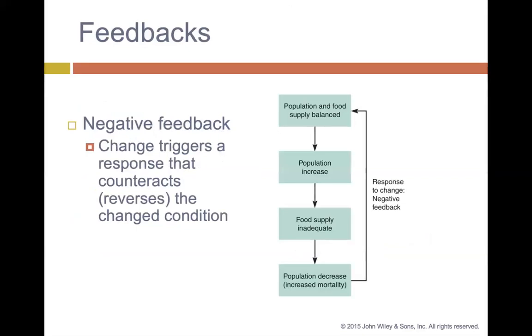Feedbacks: we talk about negative feedback, which is a change that triggers a response that will counteract or reverse the changed conditions. So for example, if we have population and food supply that are balanced, but we increase the population and the food supply becomes inadequate, the population will decrease due to increased mortality. And that's an example of a negative feedback change.